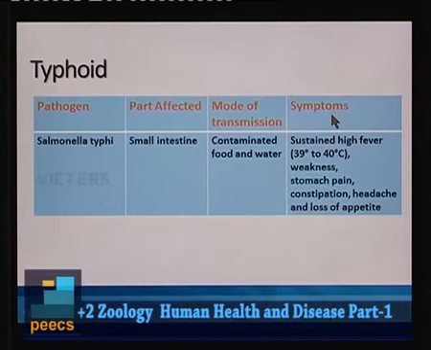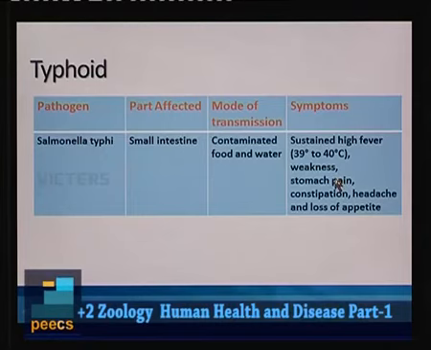Now, about the symptoms of typhoid: high sustained fever of 39 to 40 degrees Celsius, there will be weakness, stomach pain, constipation, headache and loss of appetite. So, these are the important points regarding typhoid. In the intense case of Salmonella infection, sometimes there will be intestinal perforation and it may even lead to death of a person.